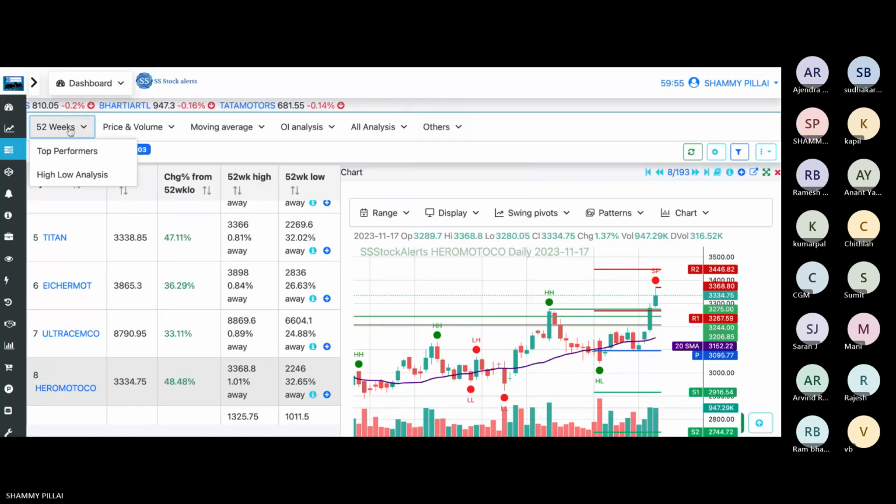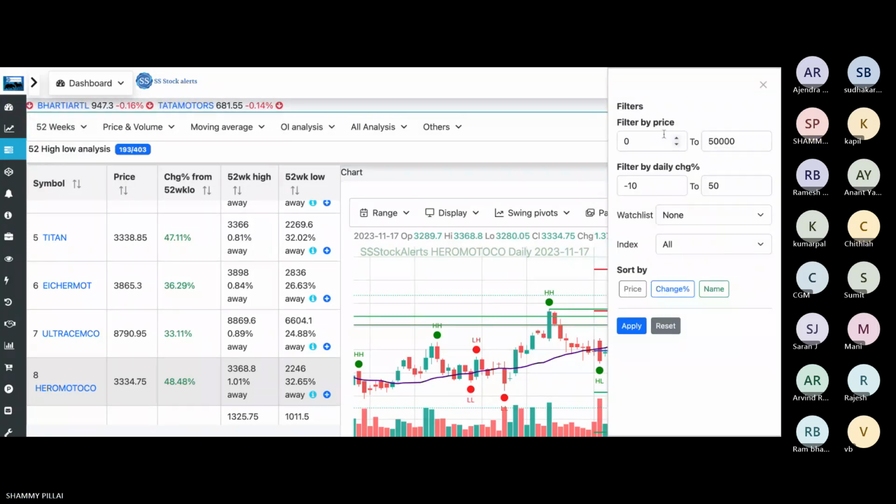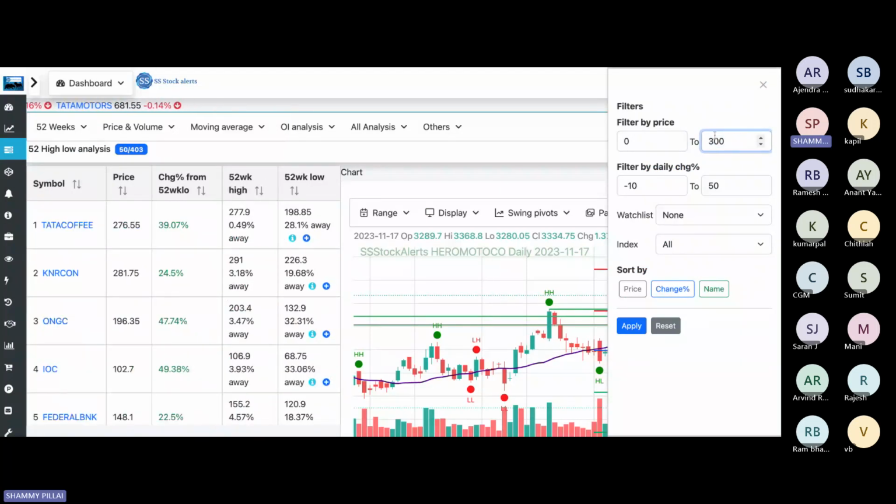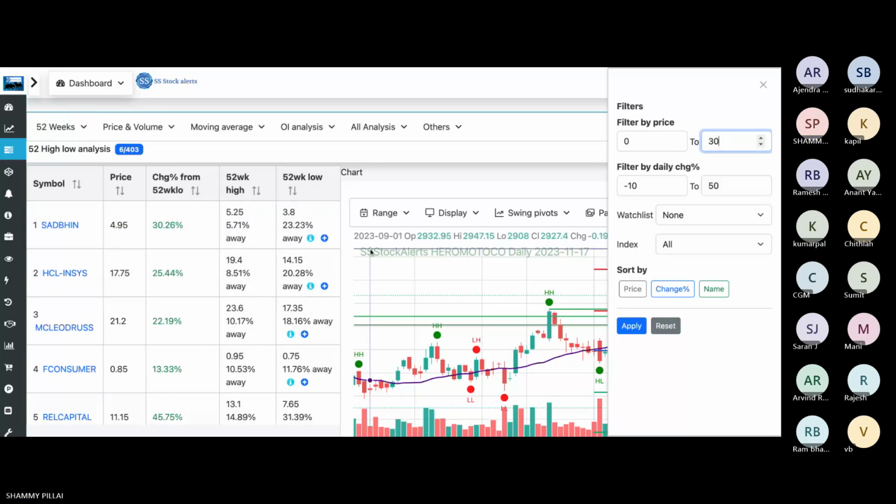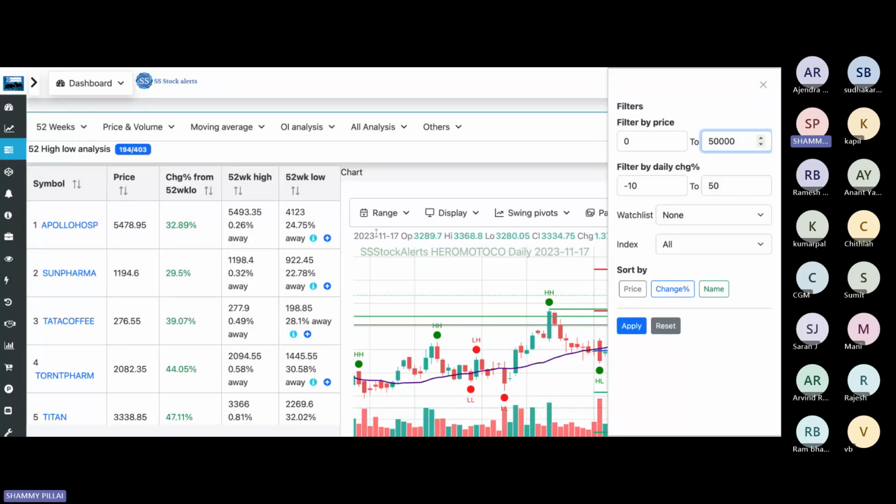Pretty simple. You can even download the same. What I do is I keep my stocks less than 300. So all the stocks which are very near, less than 1%, will come. You can even have 600 also. This will give you a good list.